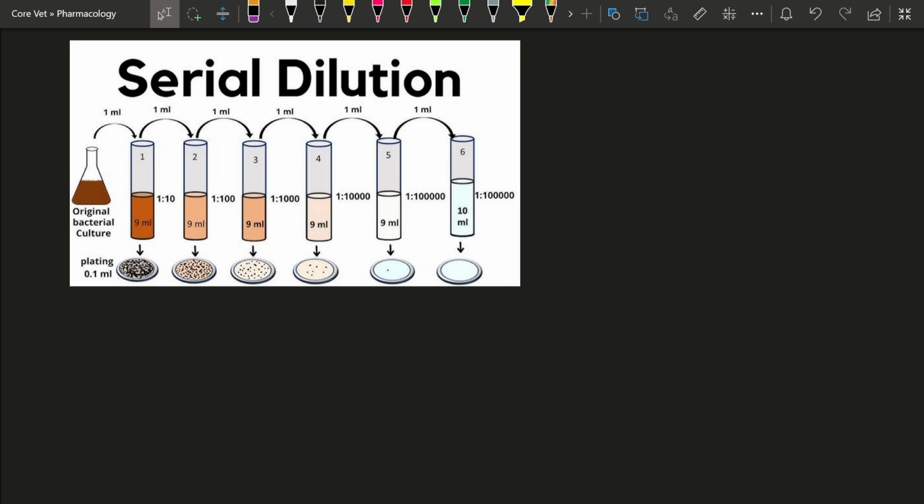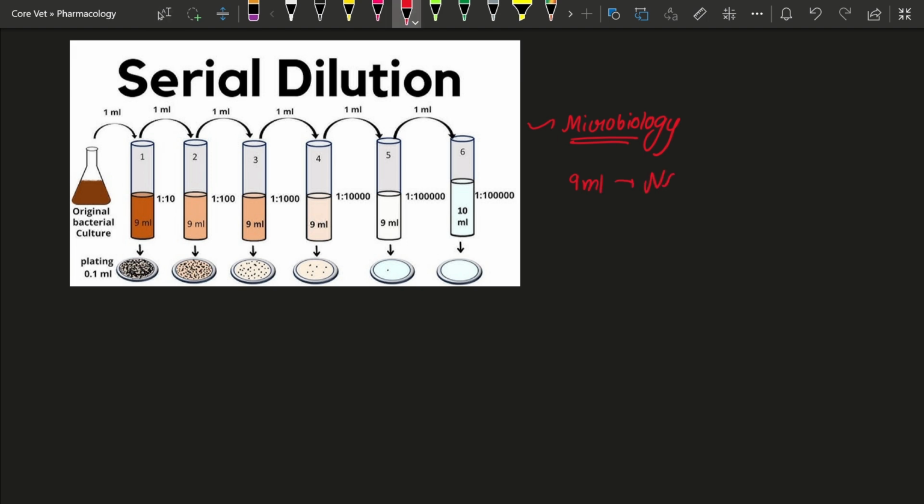Here is a diagram for the serial dilution. I hope you have studied serial dilution in your microbiology. I'm not going to tell you how to prepare this particular serial dilution; I just hope that you all know about its formation. Well, let me give you a brief.